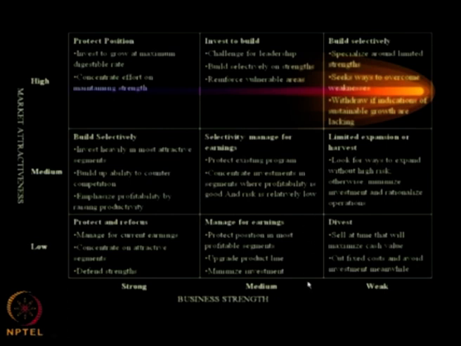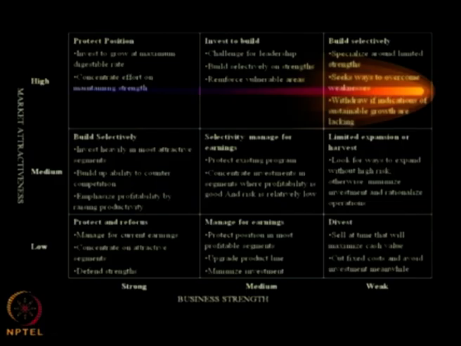The next cell is where your business strength is medium, but the market attractiveness is again low. What should you do? Manage for earnings. What do we mean by this? Expand on this. Protect position in most profitable segments, upgrade product line, minimize investment, do not invest. As far as possible, try to keep your investment very low. This is the type of thing which you normally do.